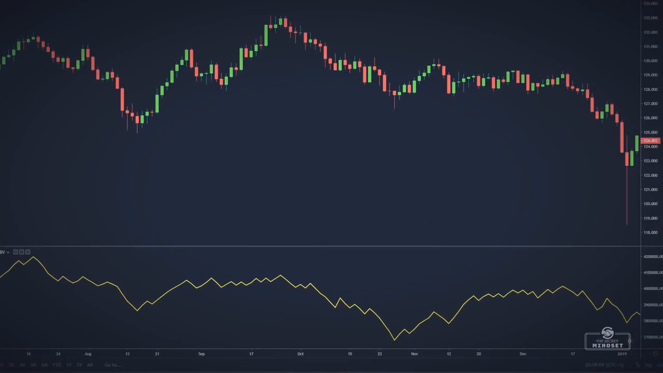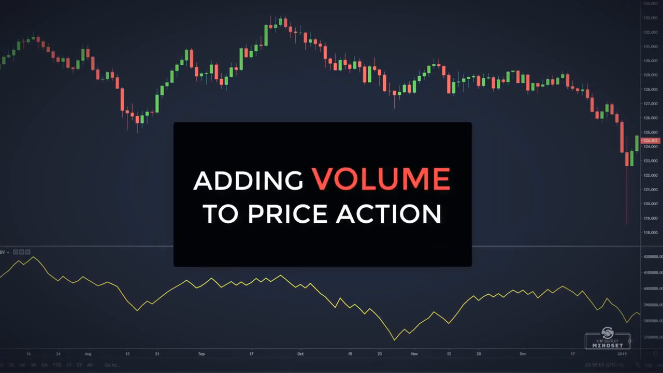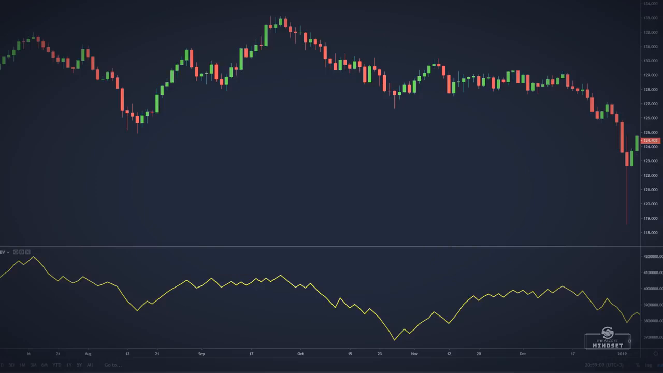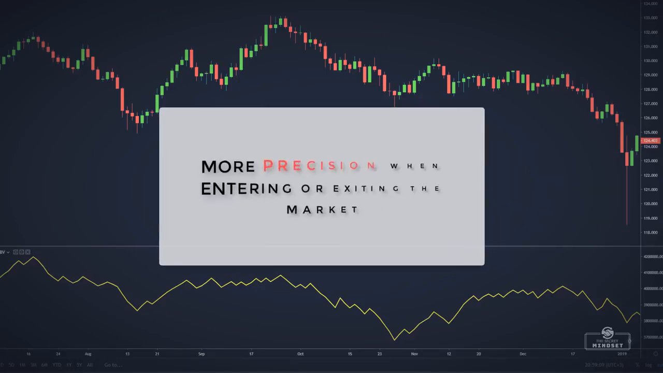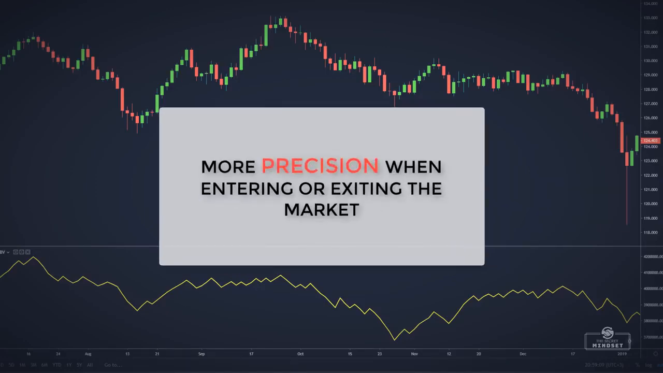These are the main techniques of determining a trend using price action. But how about increasing our chances by adding volume to the equation? Like I said in the beginning of the video, adding volume to the price action will allow us to be more precise when we enter or exit the market.